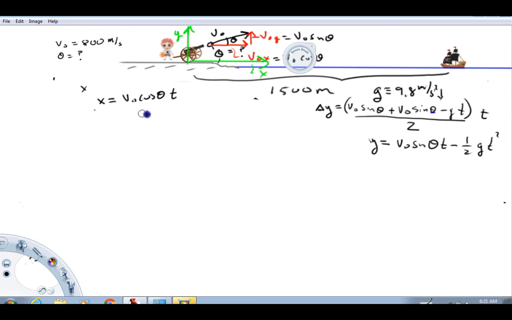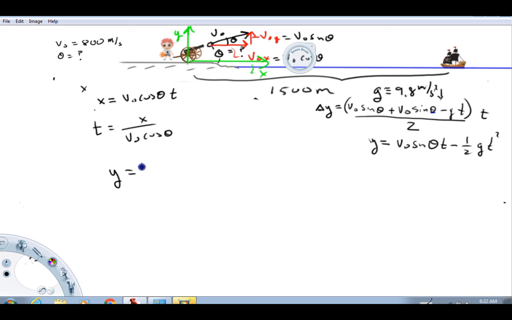All right, so now we're working with these two equations here, and what I'm going to do is eliminate time from them. If I solve this one for t, it's equal to x over v sub o cosine theta. So now anywhere we see a t, we can put that value, x over v sub o cosine theta. What I'm going to do is rewrite this equation now, subbing this in for t.